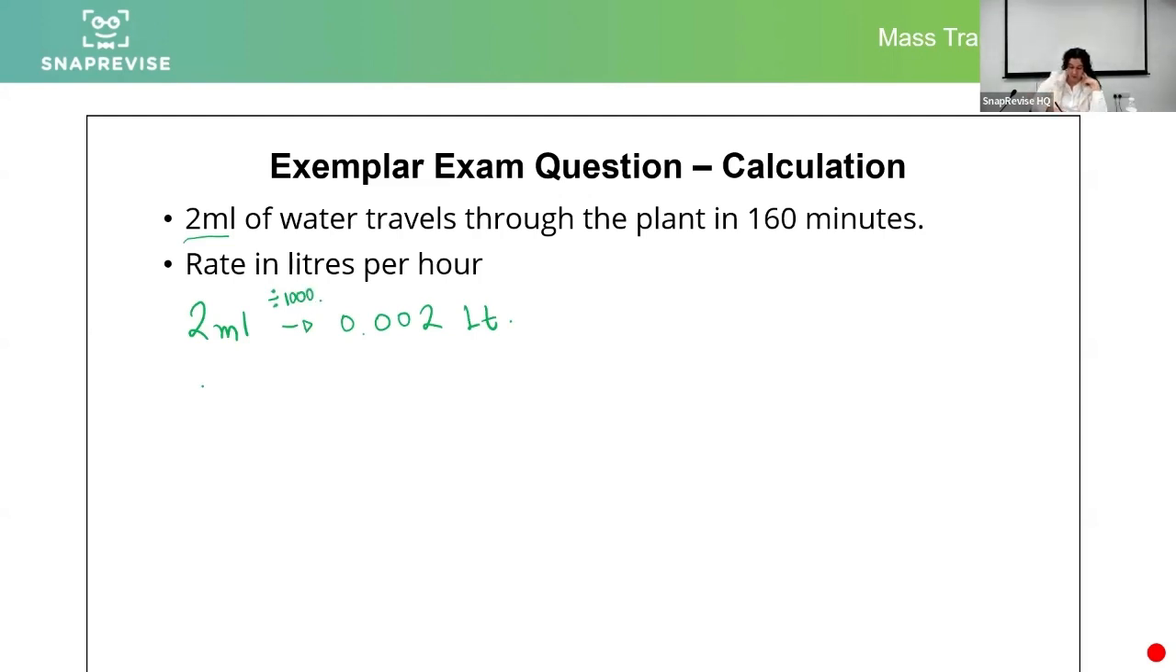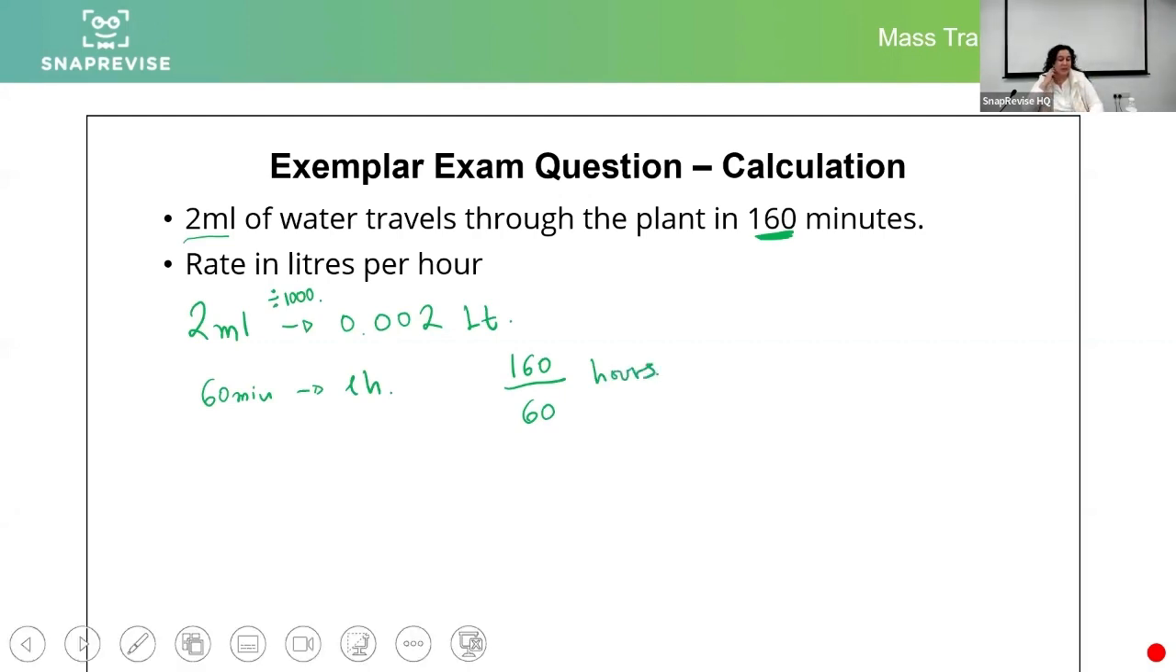Then I have to convert the minutes to hours. And of course, I know that 60 minutes is 1 hour. So how do I convert 160 minutes into hours? I basically divide by 60. So 160 minutes over 60 hours.